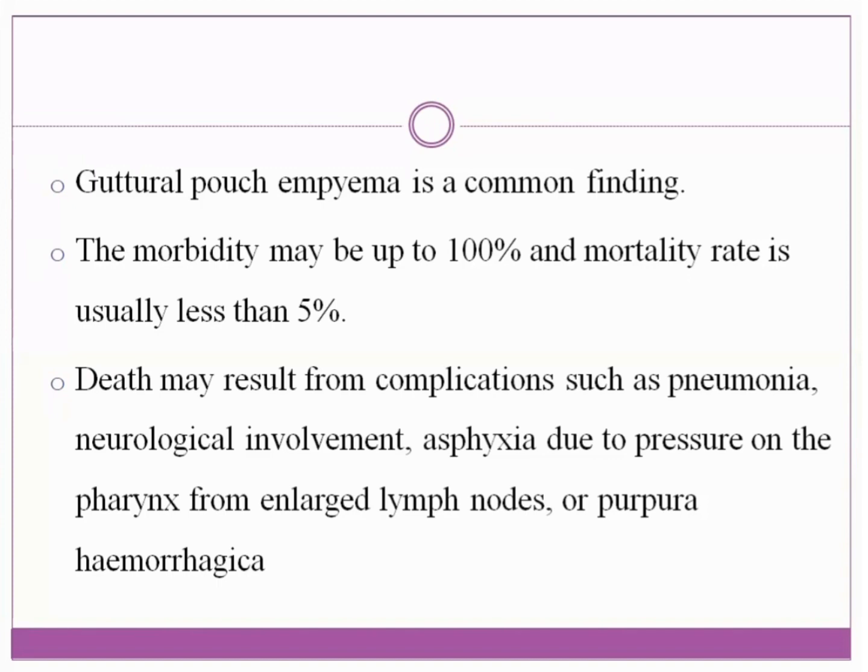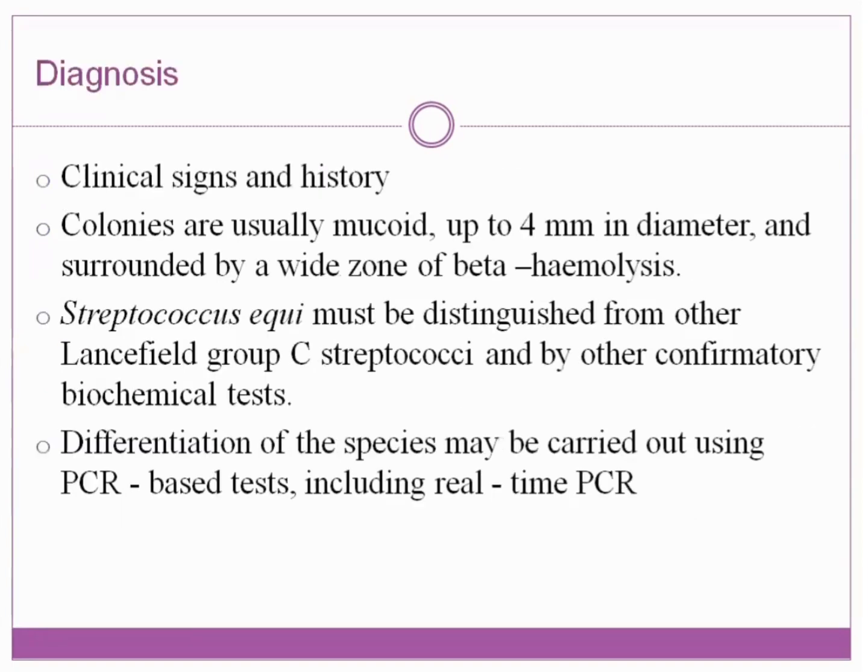Death may result from complications such as pneumonia, neurological involvement, asphyxia due to pressure on the pharynx from the enlarged lymph node, or purpura hemorrhagica. So the reasons for death may include pneumonia, neurological involvement of the disease, and asphyxia, which is difficulty in breathing due to the enlargement of the lymph node, and purpura hemorrhagica may also cause the death of animals.